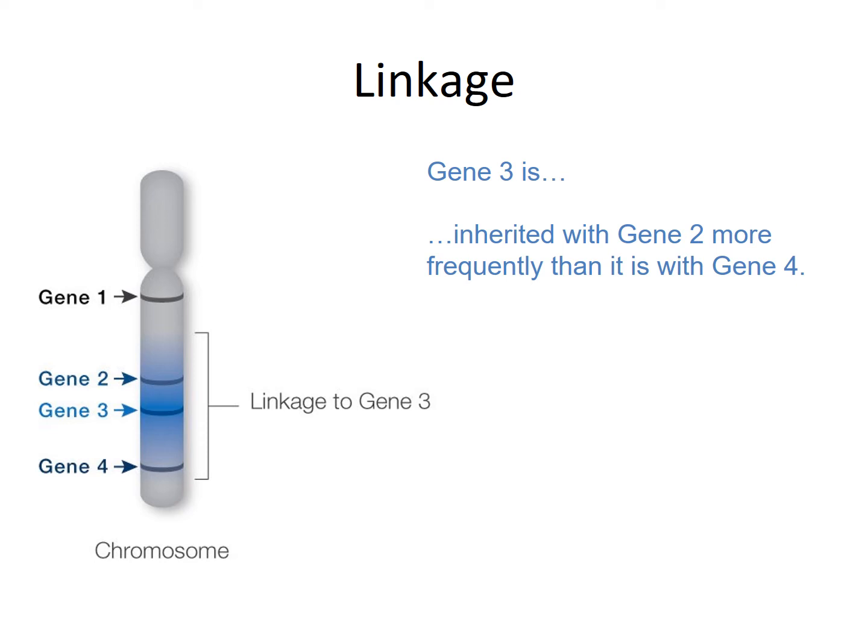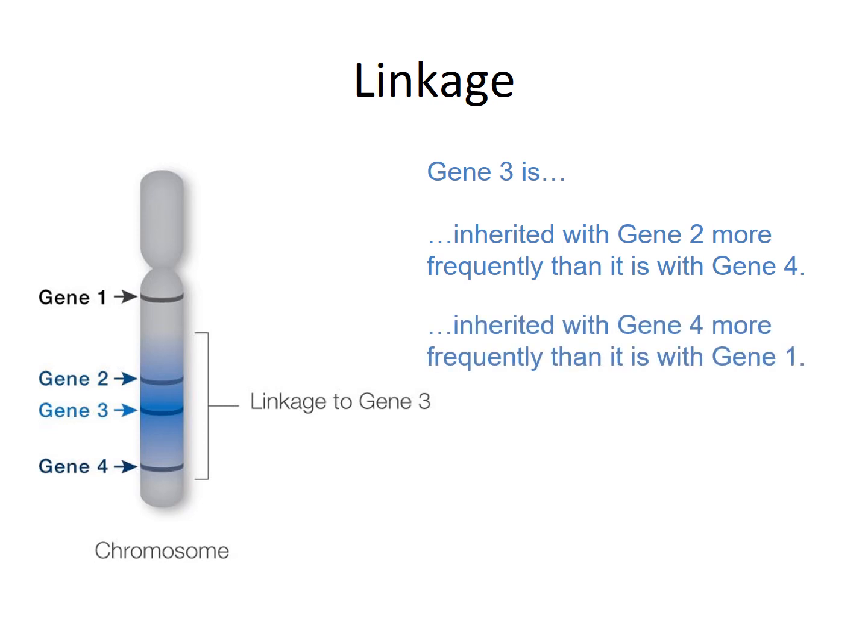Now let's consider the scenario, gene 3 and 4 versus gene 3 and 1. Now gene 3 and 1 are more distantly located, so gene 3 is inherited with gene 4 more frequently than it is with gene 1. And again, it's just because of the distance separating them on the chromosome.